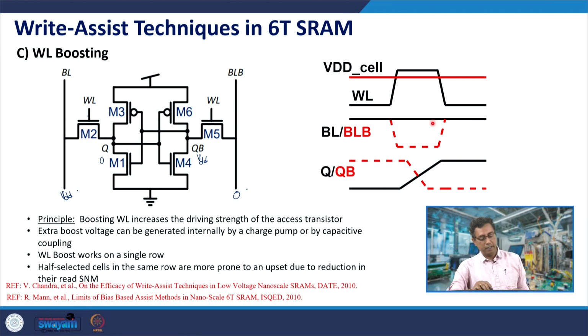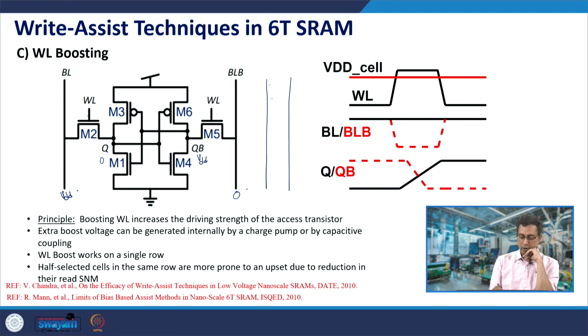But the problem is that even those cells in the row are affected. In this row you would have cells, and another column with BL1, BLB1, suppose this is BL0, BLB0. Another column is controlled by the same word line. It would have bit cells which are controlled by the same word line. So, you have boosted the word line.